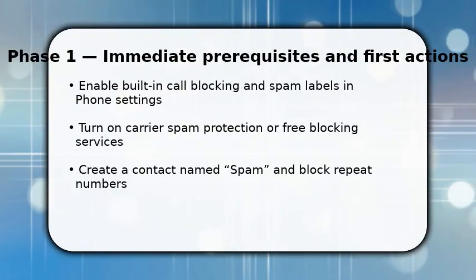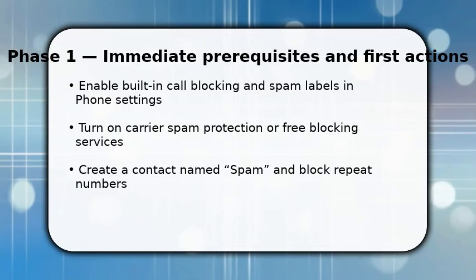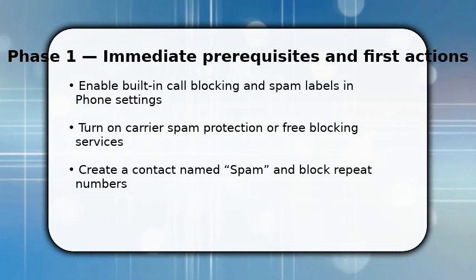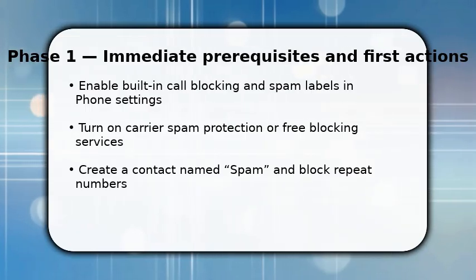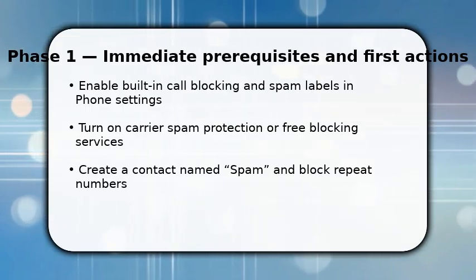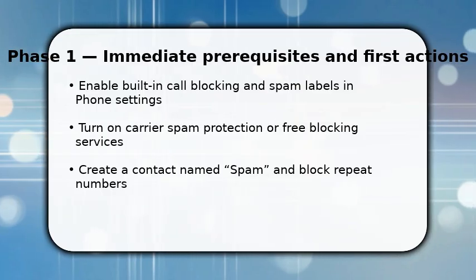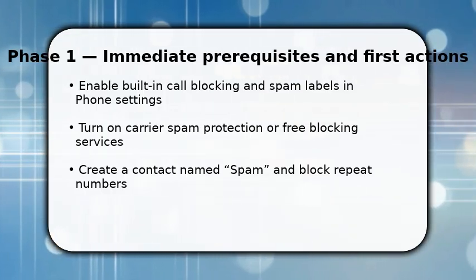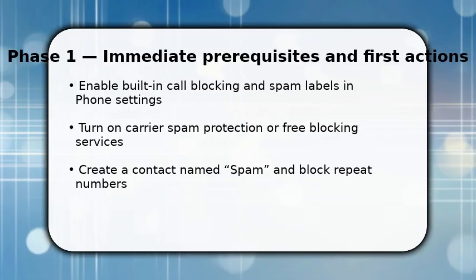You start by acting now. Open phone settings and enable call blocking and spam identification so your device learns patterns. Then, turn on your carrier's spam protection feature. This moves obvious spam to voicemail before you answer. Finally, create a single contact labeled spam and block repeat offenders as they appear.